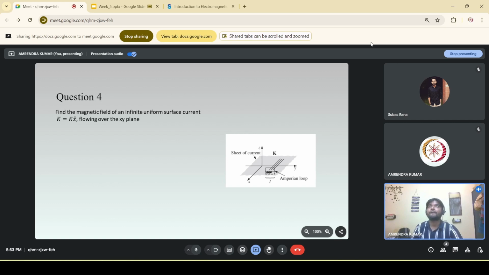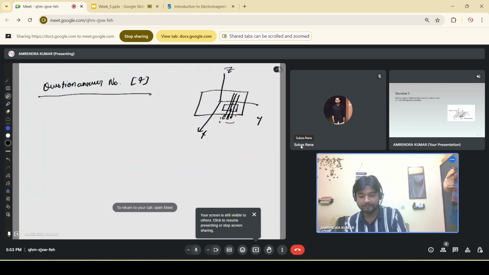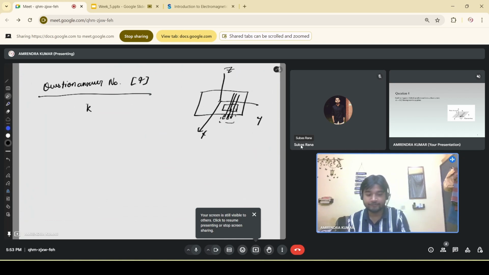Okay, so here what we can do. First let me save my screen. This is what is given, and I think the current density is K x cap direction, K vector region, K x cap, so K is the magnitude.